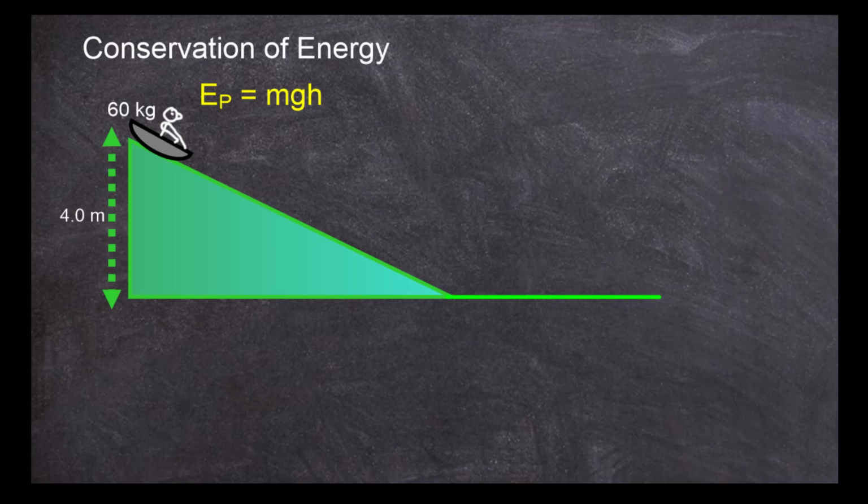So that's the gravitational potential energy. If there's no friction involved in this lovely grassy slope, then all the potential energy at the top will be converted into kinetic energy at the bottom. That's what we mean by conservation of energy. So to find the kinetic energy at the bottom, we just have to find the potential energy at the top. So gravitational potential energy, EP, is equal to mgh.